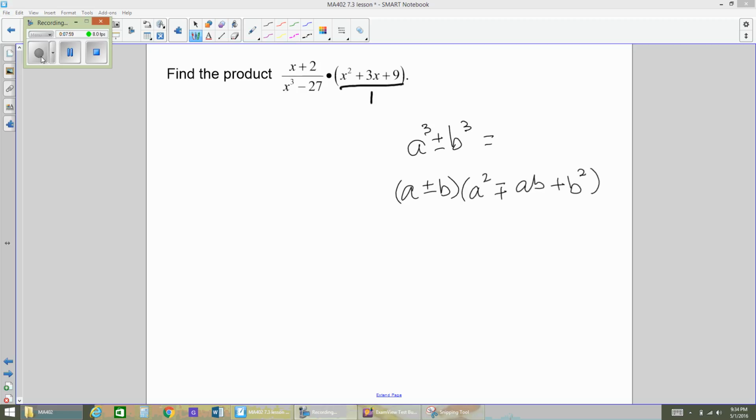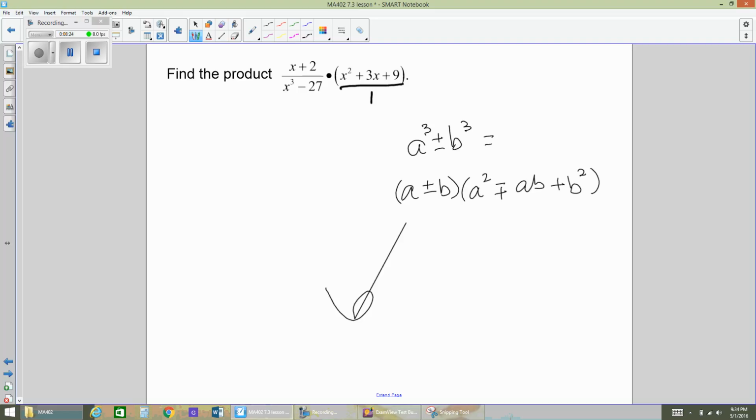But this is a difference of cubes or a sum of cubes, depending on what it is. In our case, it's a difference. So I have x cubed minus 27, and I know that 27 is really 3 cubed. So the numerator is just x plus 2. The denominator is this difference of cubes, which is going to be x.